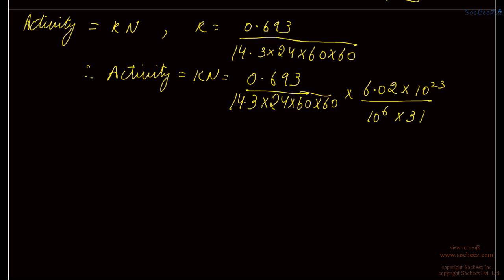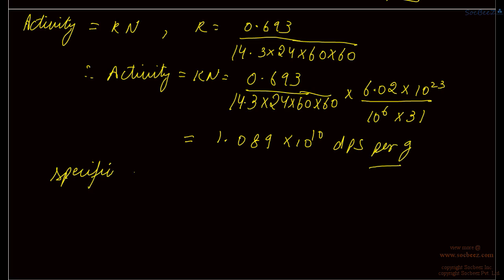So activity comes out to be 1.089 into 10 raised to the power 10 dps per gram. And since this activity is in per gram, therefore we can say that this is also the specific activity. Specific activity equals 1.089 into 10 raised to the power 10 dps.